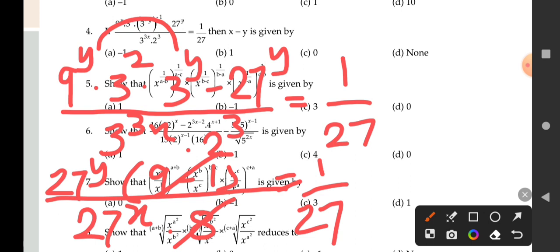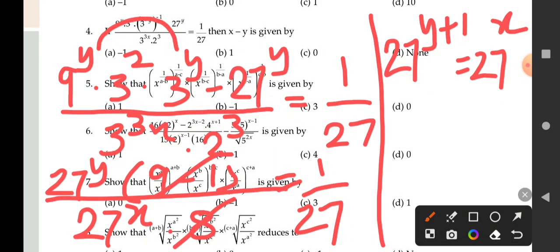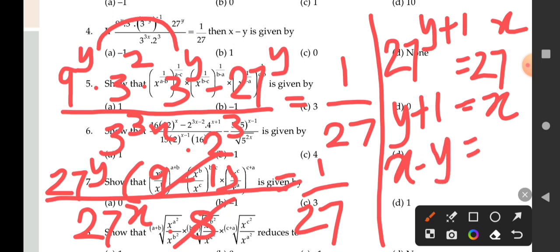So, let's see. 27y plus 1 equals to 27 power x. So y plus 1 is x. So x minus y is equal to 1. Option number B.